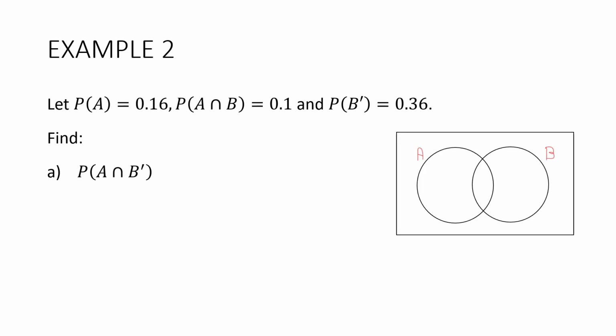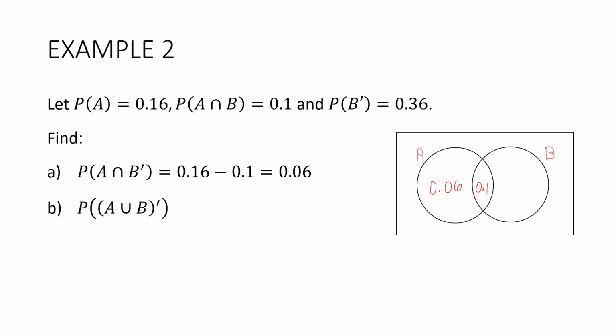So we've got overlapping sets, A and B. What do we know? We know the intersection is 0.1, so let's put that in. Now if we want to find the probability of A intersection B complement, that's this part here. Now we know the probability of A is 0.16. If we take away 0.1, we're going to know the probability of just A.